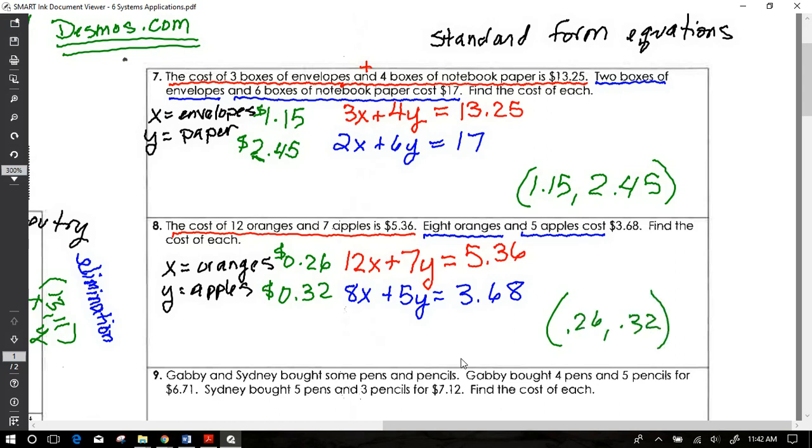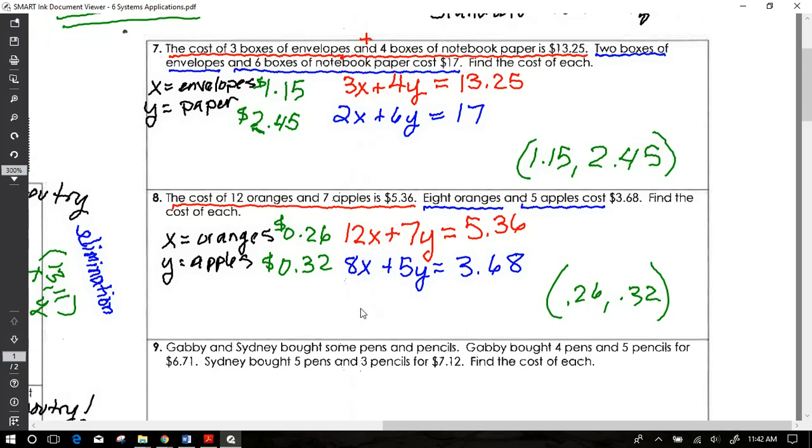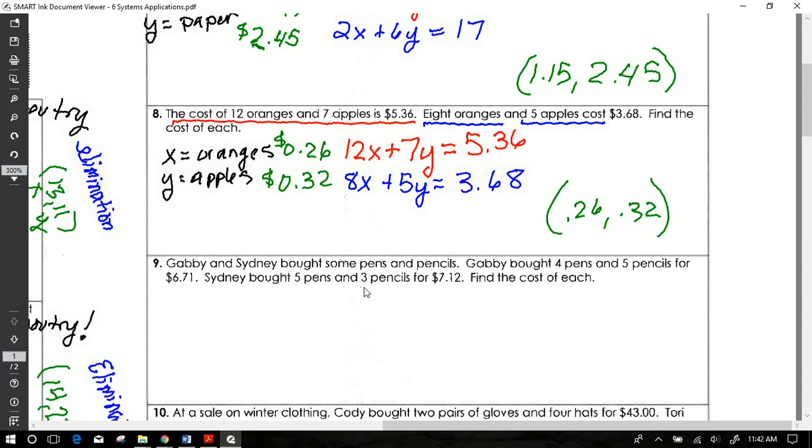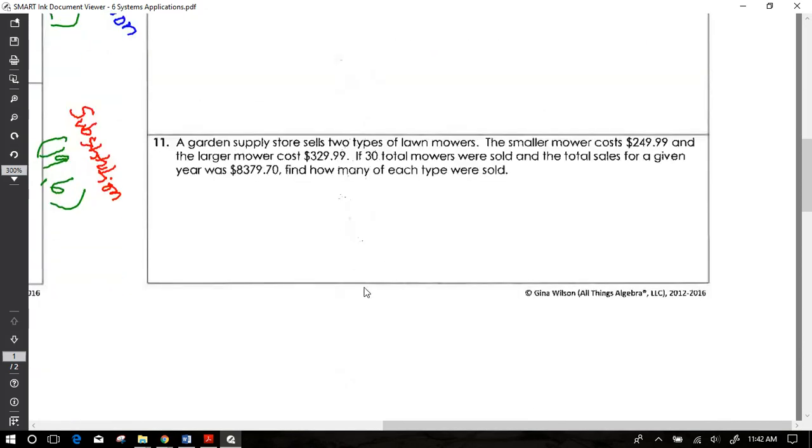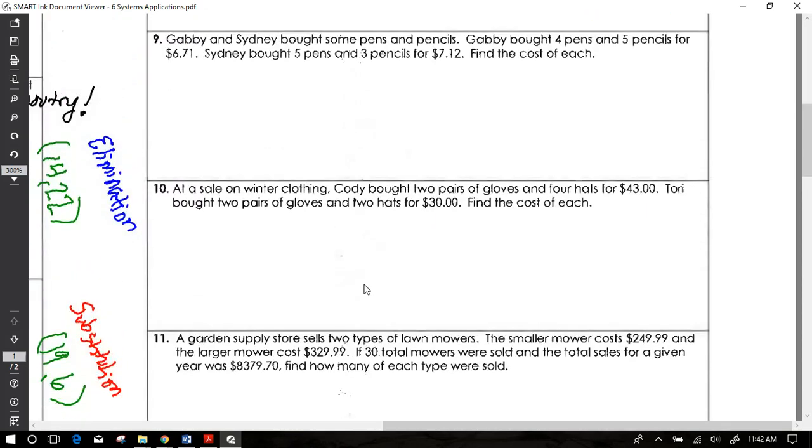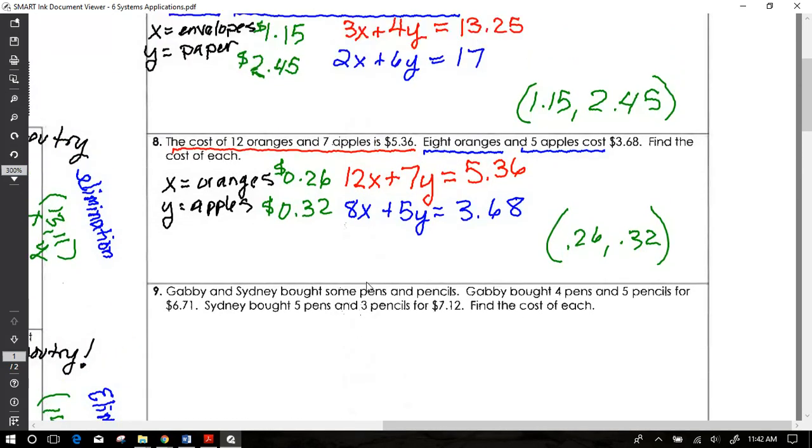Alrighty, so that's my solution. I want you to pause the video and do numbers 9, 10, and 11 on your own using the Desmos calculator and get some practice in with that.